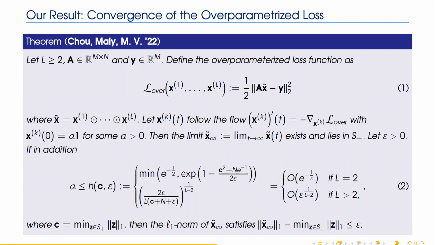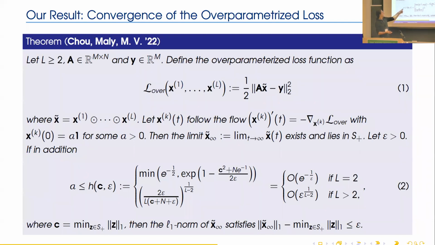That's the overparametrized objective function. One thing that is very important to say now is that our proof technique is based on gradient flow. So we are talking about continuous things. In theory, we would need arbitrarily small step sizes and things like that. But at least based on gradient flow, we can prove that if L is greater or equal than 2, the limit exists and lies in this set S plus, which means the limit is a non-negative least squares solution.